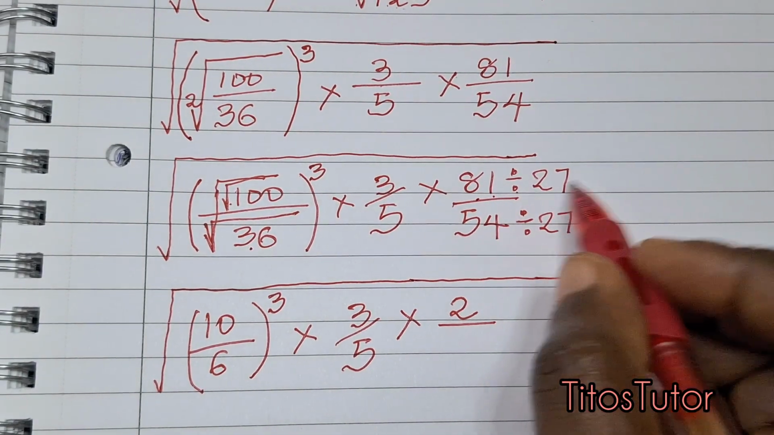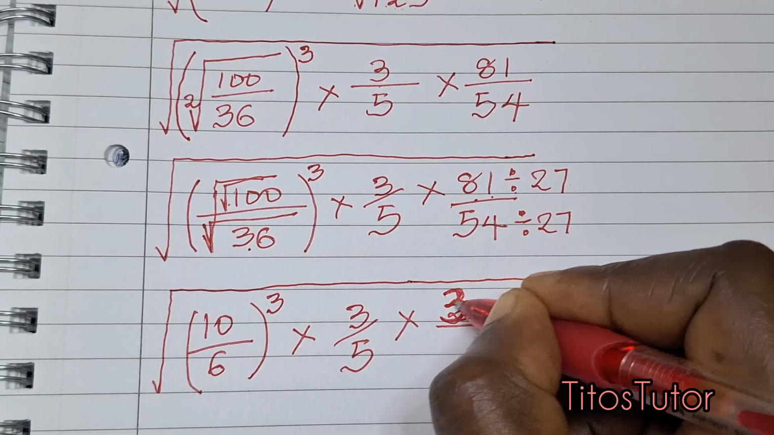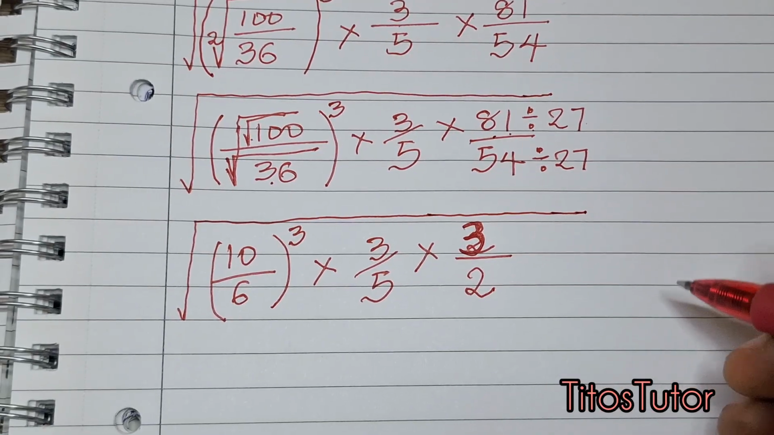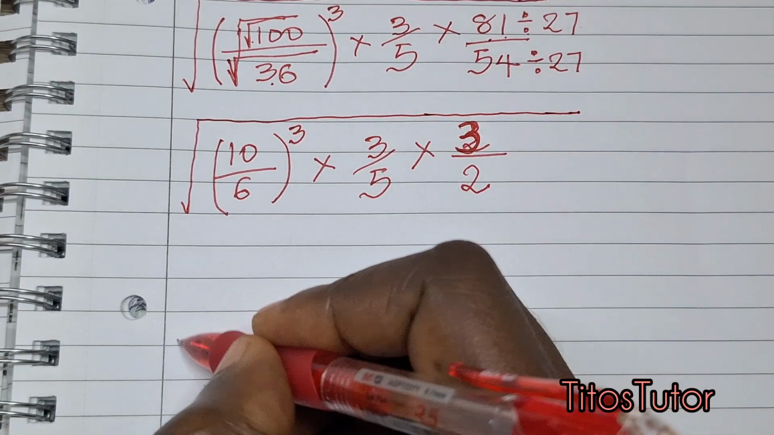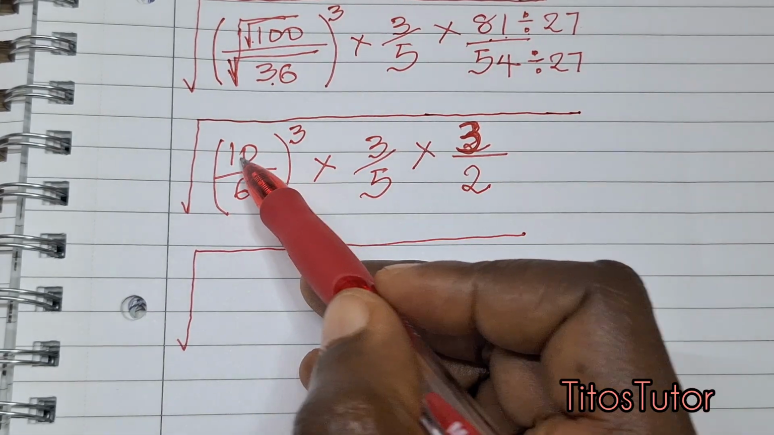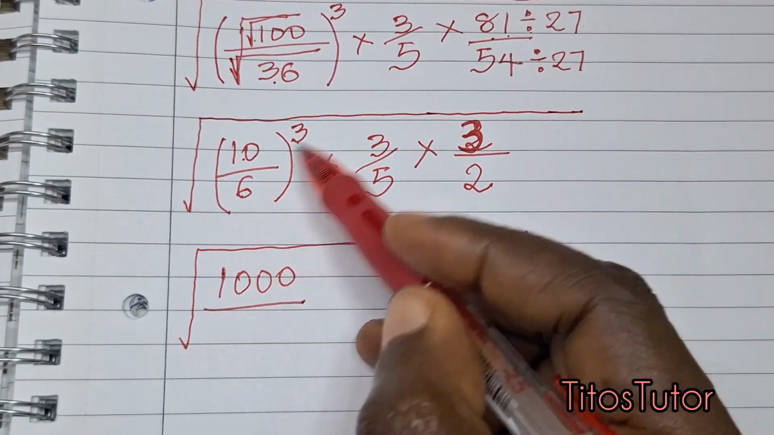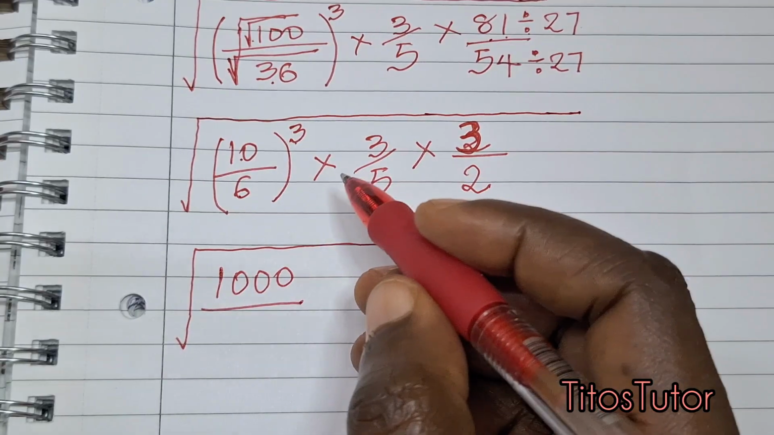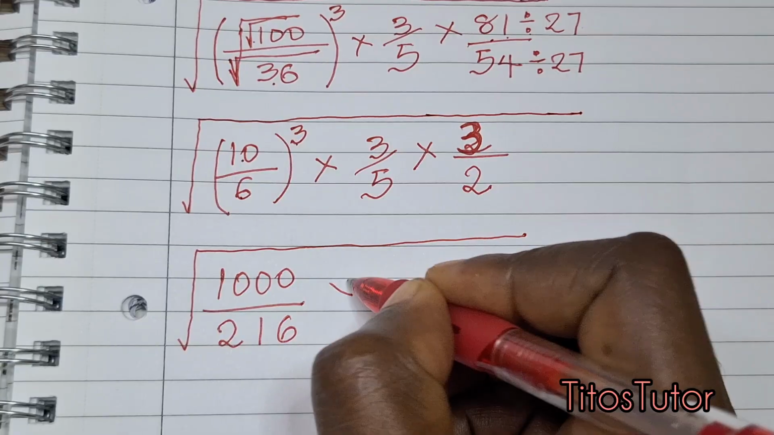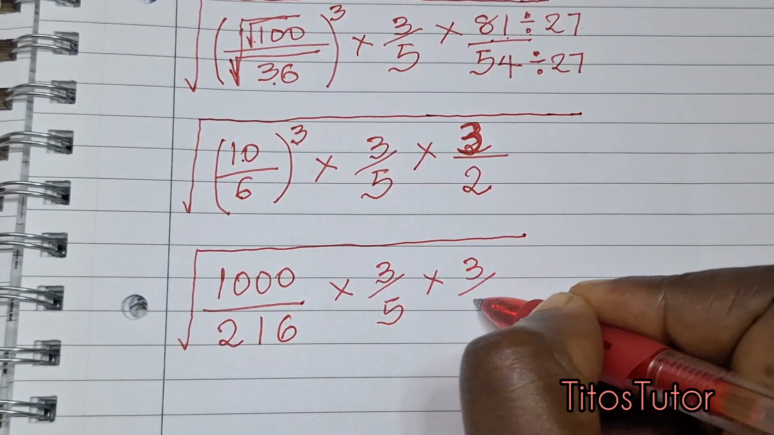Sorry, 81 divided by 27 is 3, and 54 divided by 27 is 2. Okay, having done that, to simplify it further, you still remember your long square root sign. 10 raised to the power of 3 is 1000. And 6 to the power of 3, 6 times 6 times 6, sorry, is 216 times 3 over 5 times 3 over 2.